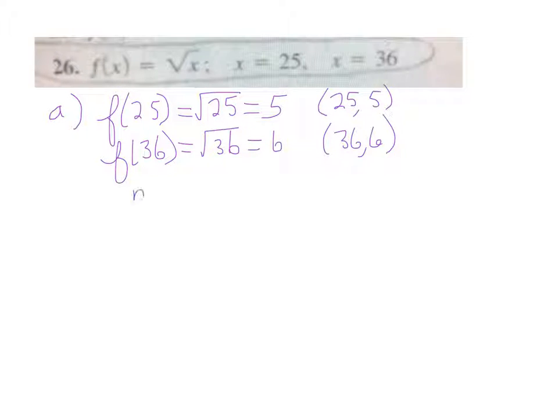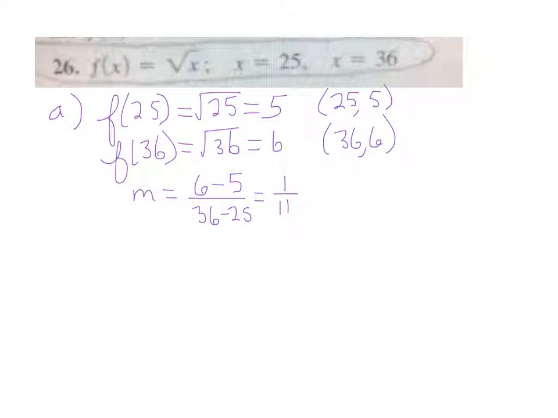Then the first thing we need is our slope, which is delta y over delta x. And so delta y is 6 take away 5, and delta x is 36 take away 25. So we end up with a slope of 1 over 11.